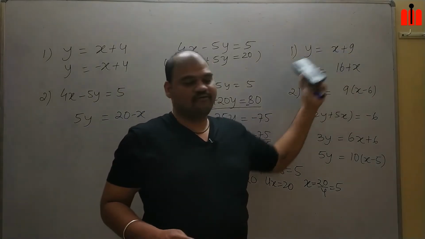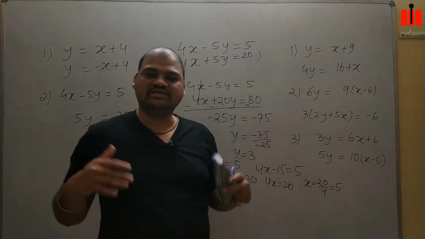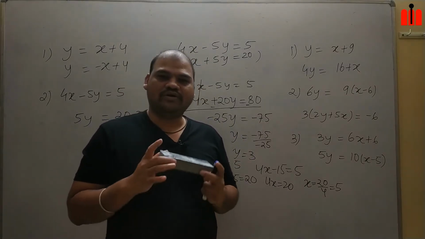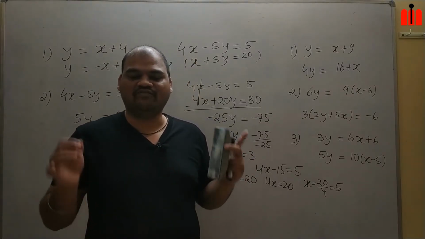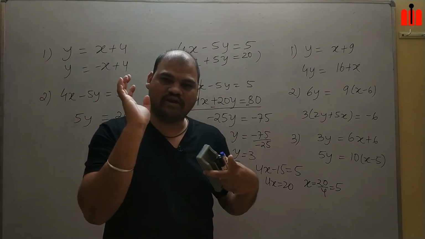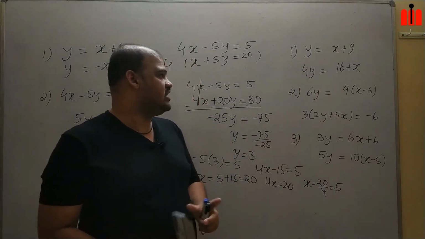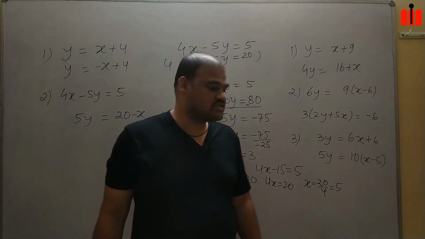So this is one line, y equal to x plus 9, and 4y equal to 16 plus x is the other line. So you have to take both the lines and you have to find what is the common point in both the lines. What is the intersection point, which is the common. Okay. So the first question is y equal to x plus 9 and 4y equal to 16 plus x.